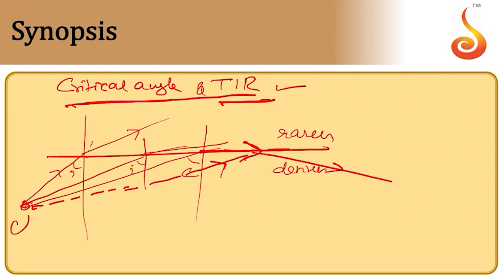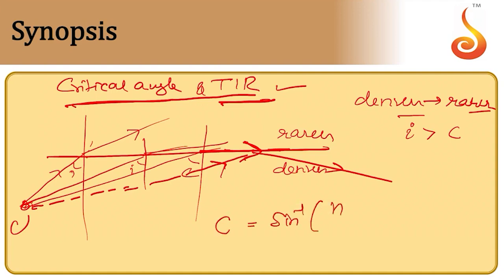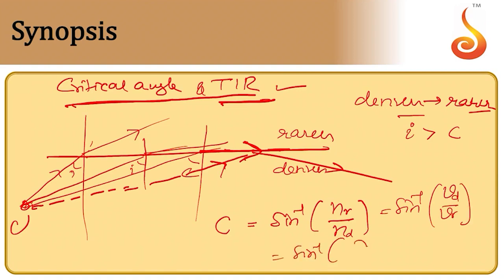In order that the total internal reflection takes place, remember, the light should be traveling from denser to rarer medium. This is one of the very important requirements. And the angle of incidence should be greater than the critical angle. This critical angle C is given by sine inverse refractive index of the rarer medium divided by that of the denser medium. This can also be written like this: sine inverse speed of the denser medium divided by speed of the rarer medium. Or this can also be written as sine inverse wavelength of the denser medium divided by wavelength of the rarer medium. Any of these representations is perfectly fine as far as critical angle is concerned.